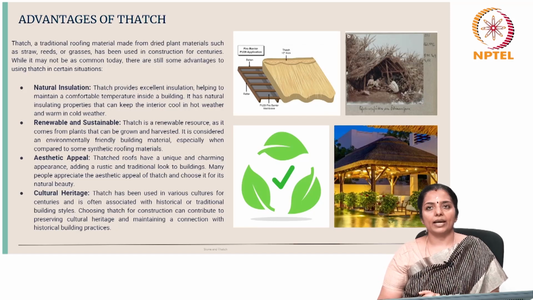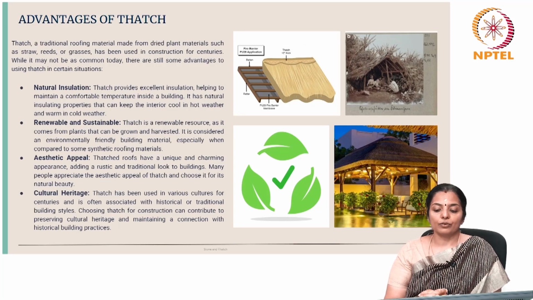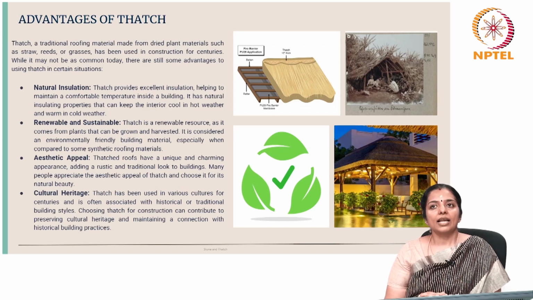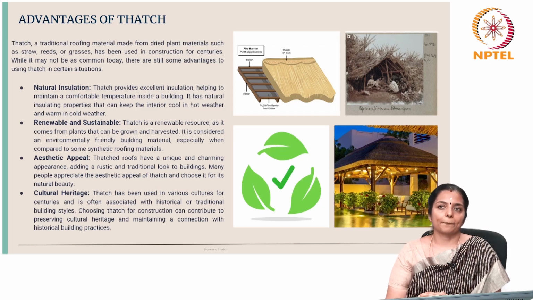Let us now look at the advantages of thatch. Thatch is a traditional roofing material made from dried plant materials such as straw, reeds or grasses that has been used in construction for centuries. While it may not be as common today, there are still some advantages to using thatch in certain situations.